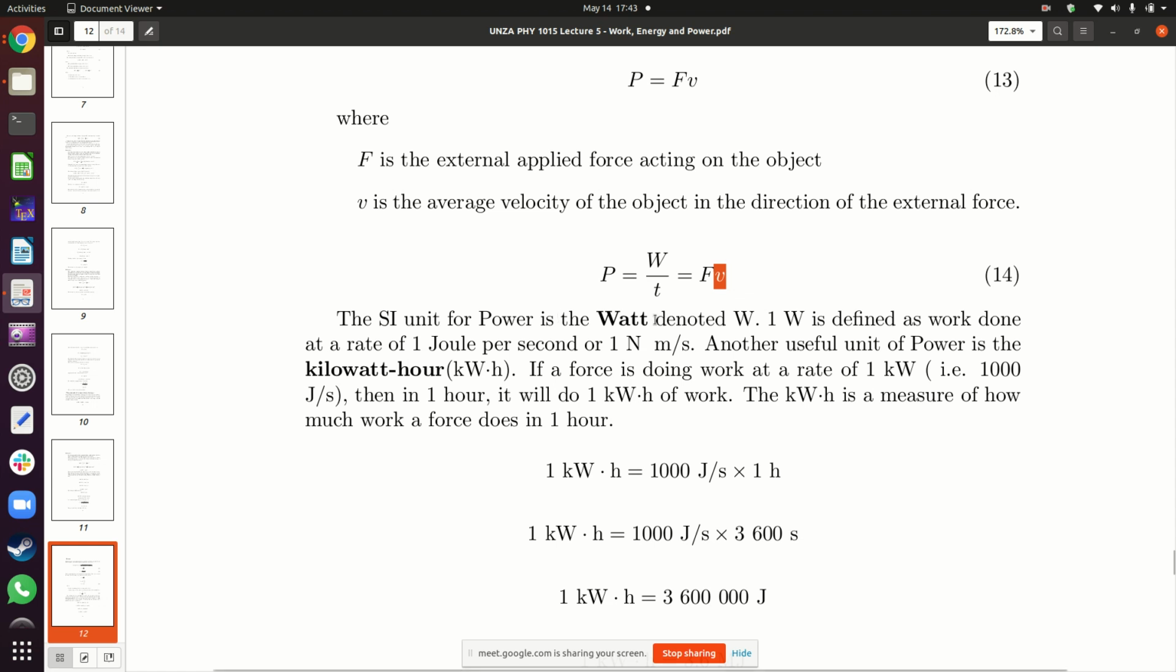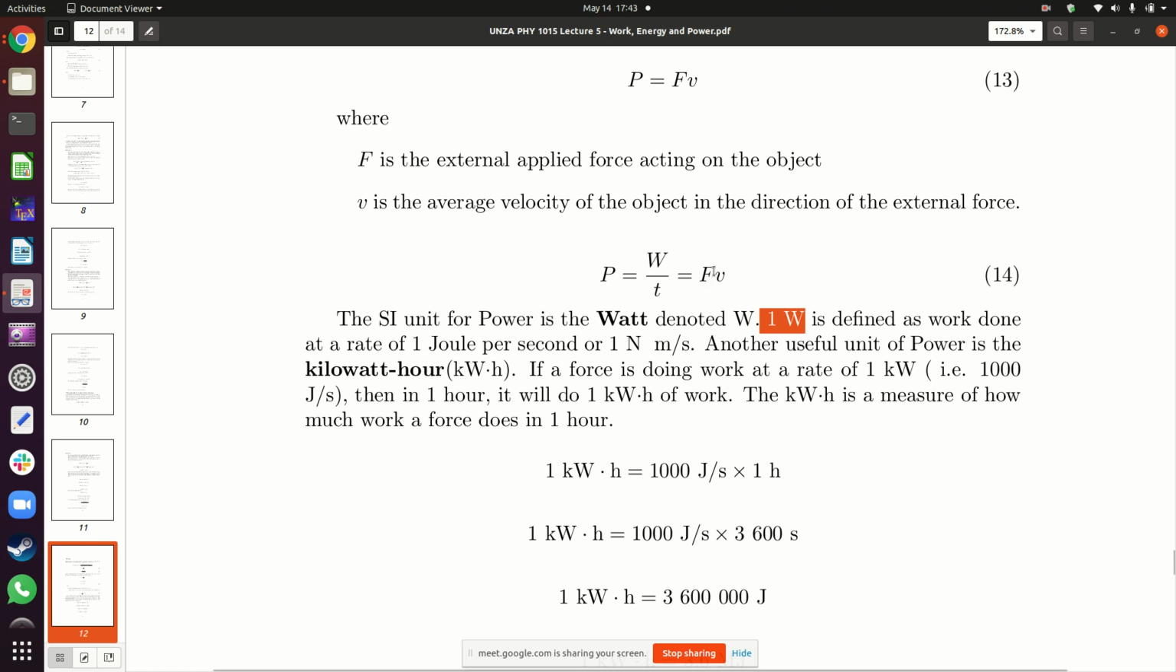The SI unit for power is the watt. The symbol for the watt is W. 1 watt is defined as you performing 1 joule of work in 1 second. So 1 joule of work in 1 second is going to result in the transfer of 1 joule of energy per second. That's what's going to happen.